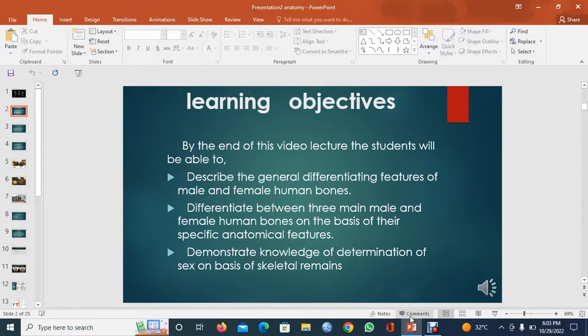So, the objective of this session is to enable students to describe the general and specific dimorphic anatomical features of the human bones. Students will also be able to demonstrate the knowledge of determination of sex in the skeletal remains.